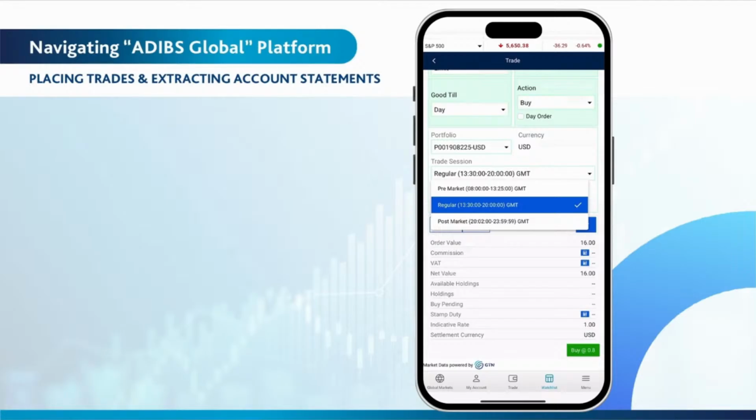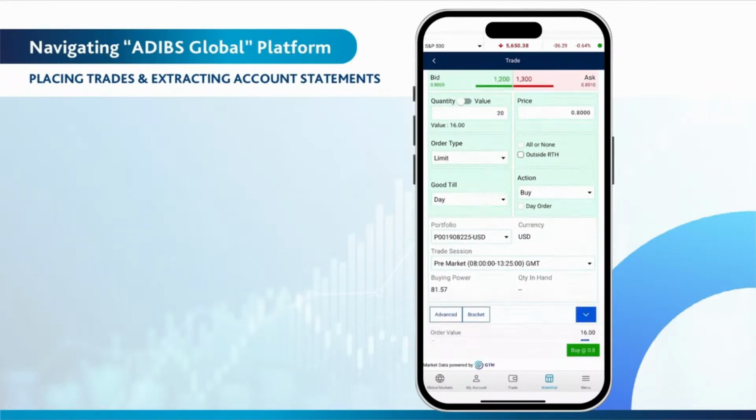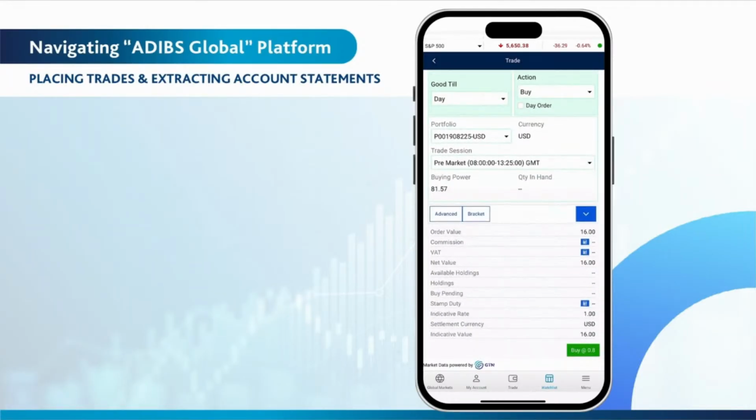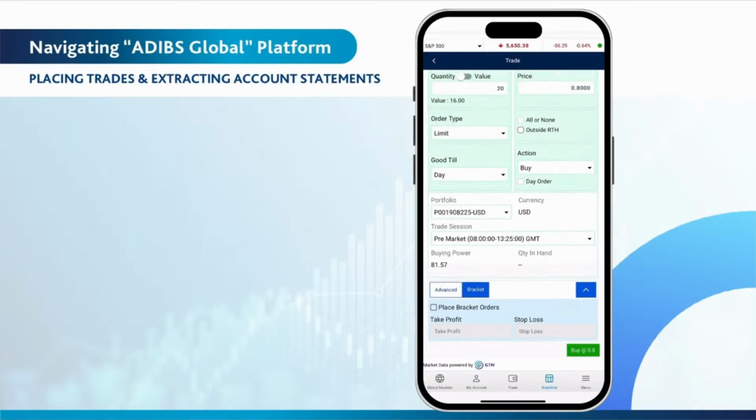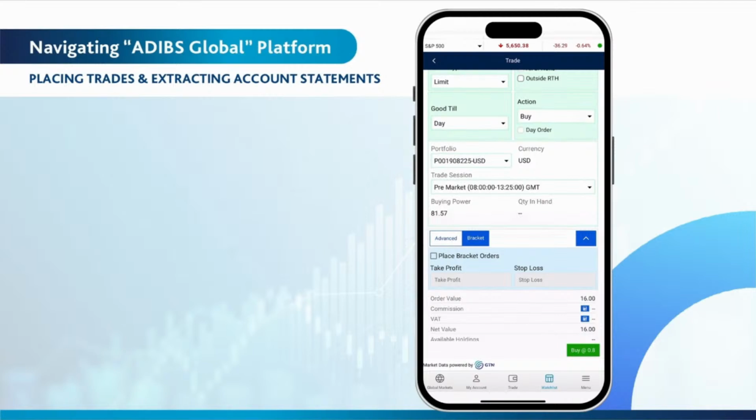We are in post-market at the moment, so I need to select post-market. Sorry, not post-market, pre-market. And then you can buy it. Okay. And before I buy it, I want to add a bracket to take profit or to put a stop loss to my trade. I press on the bottom here, bracket, and then tick place bracket order.